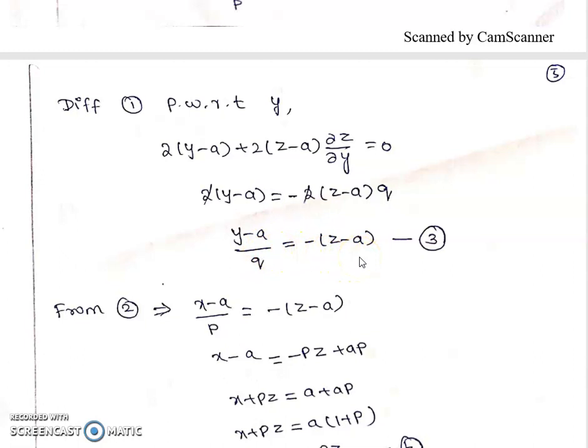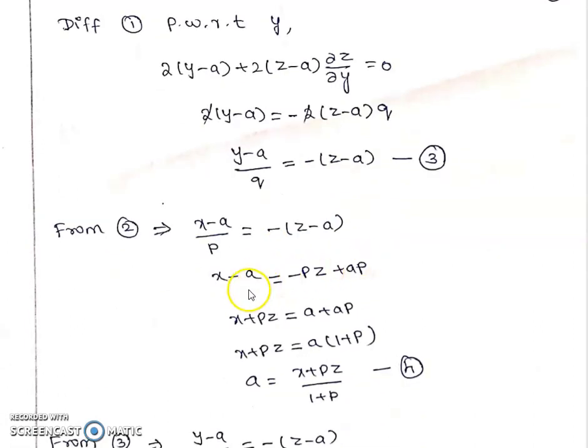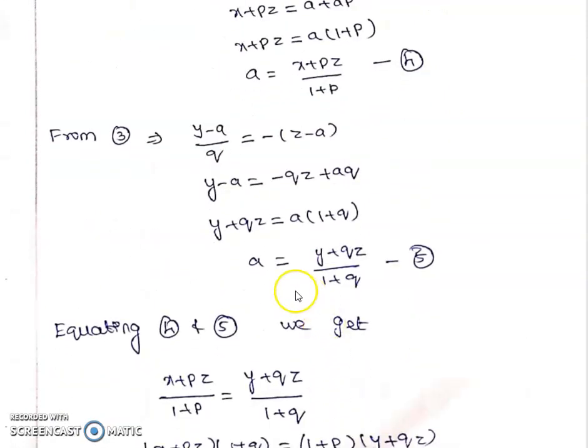So from equation 2, we can write x − a = −pz + ap, multiplying the p inside. So bring the pz to the side: x + pz = a + ap. From this term, take out the a outside: a(1 + p). So a = (x + pz)/(1 + p). Similarly, from the third equation, a = (y + qz)/(1 + q).